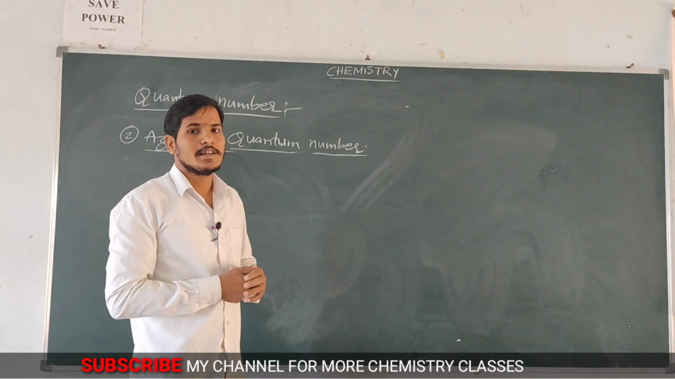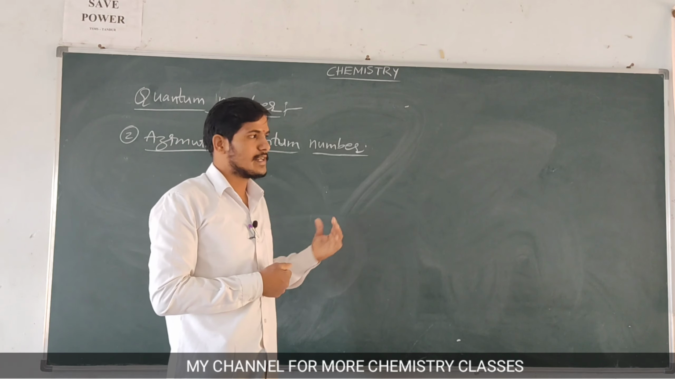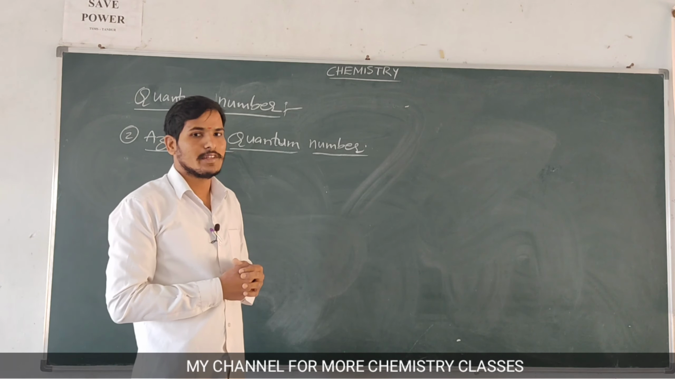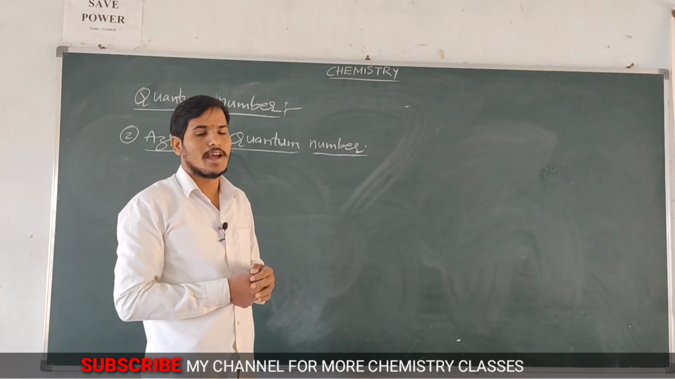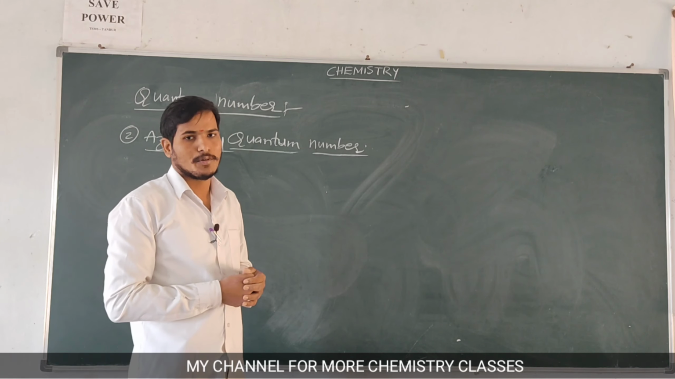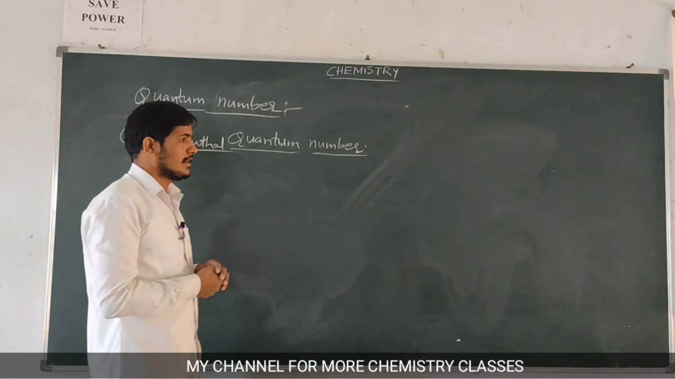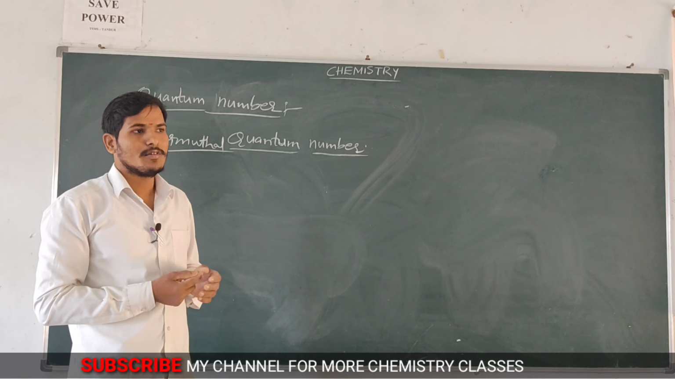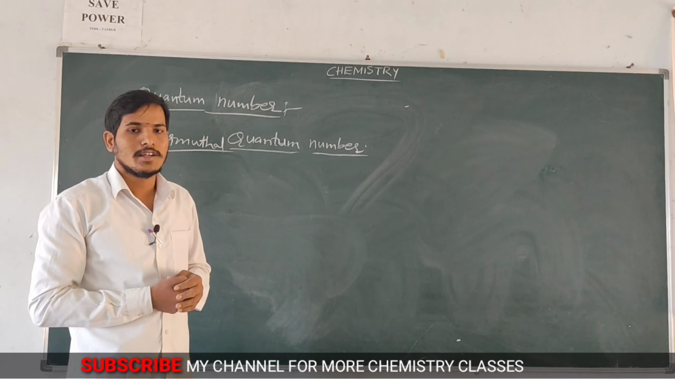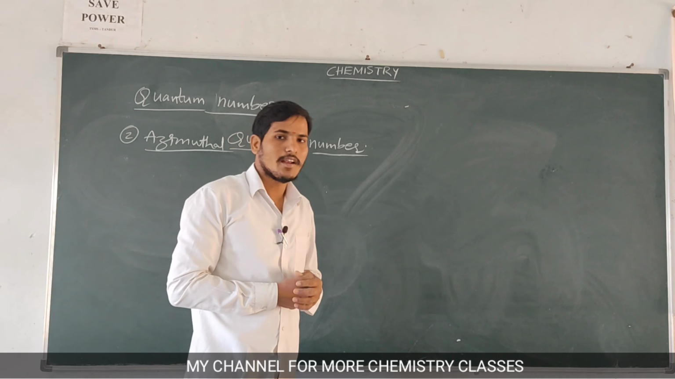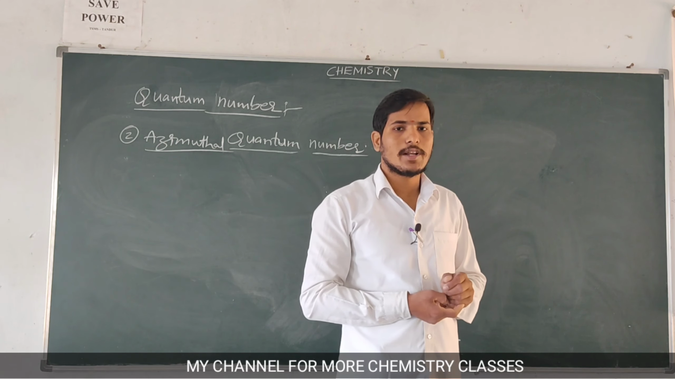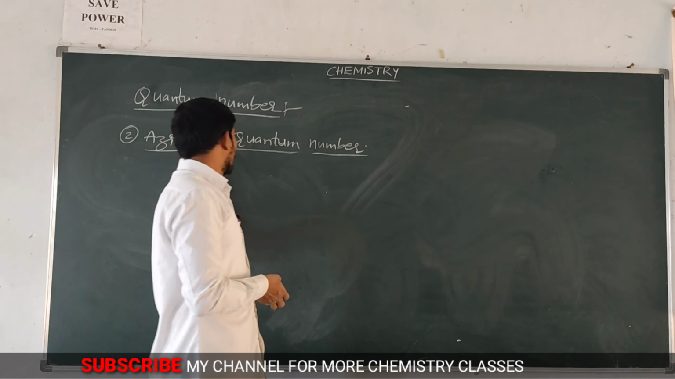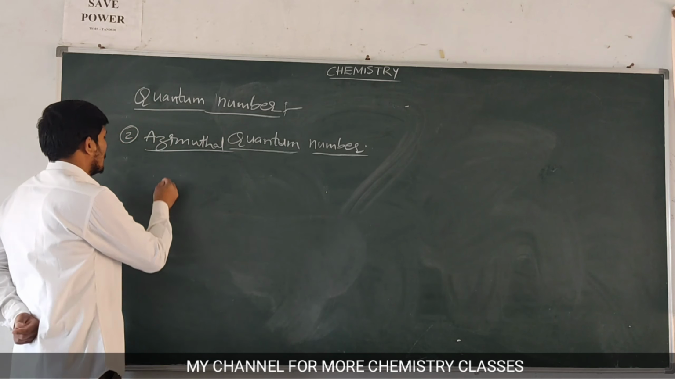Who proposed it? Niels Bohr. It is denoted with a small n. Here n values we can take as 1, 2, 3, 4, like that, which gives the information about how many shells are present around the nucleus in an atom. Next is the azimuthal quantum number or angular momentum quantum number.